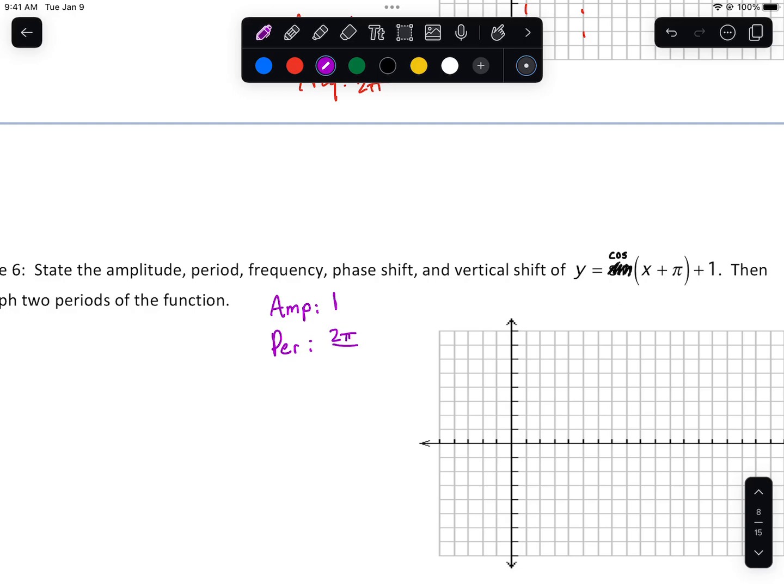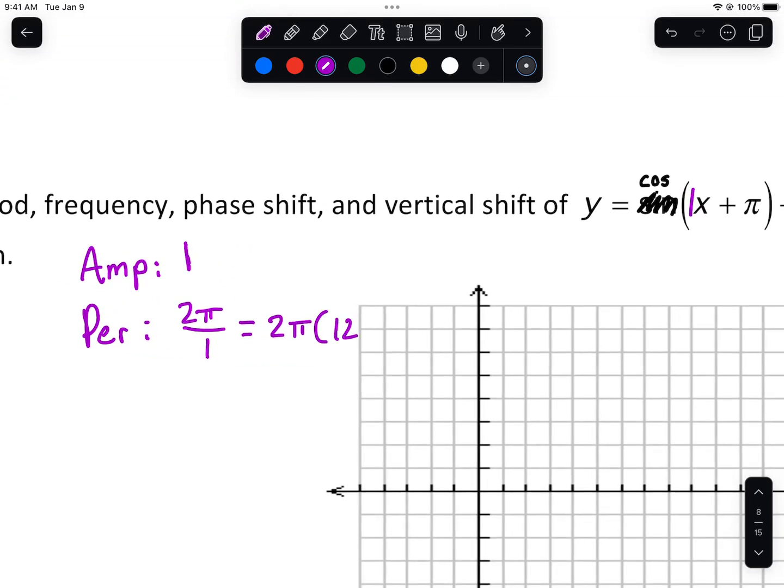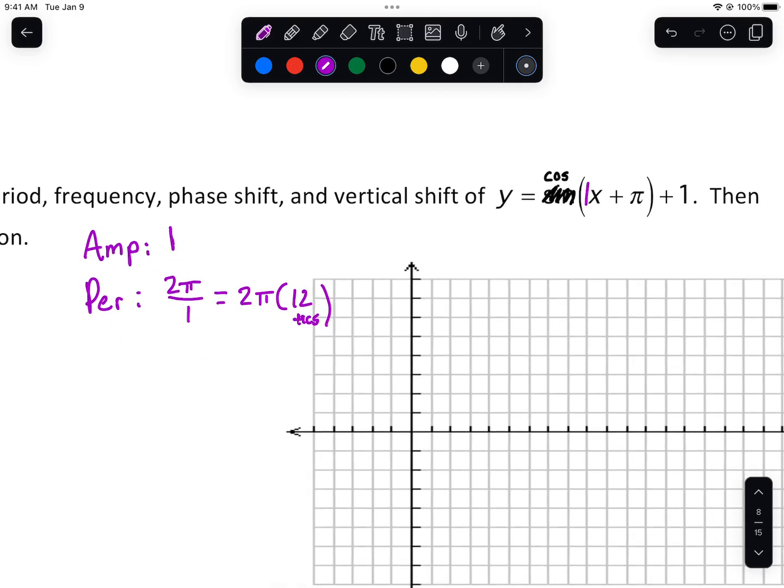It's 2 pi over your b value. There's no implied number out in front of x, so it will stay as 2 pi, which means it's the typical width. Remember, 2 pi is 12 ticks, if we use the scale we've been using each time.